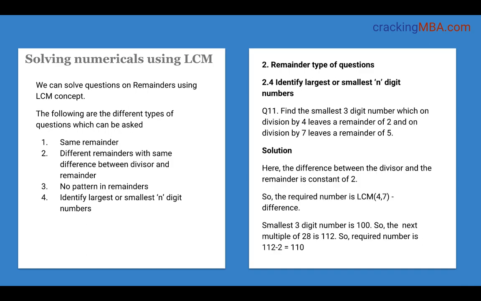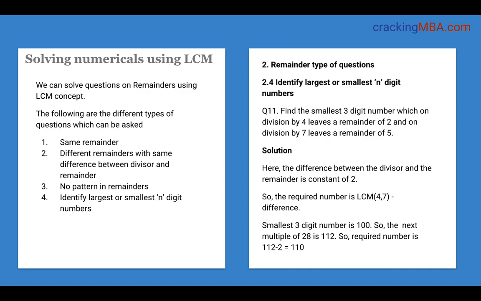Next is find the smallest 3-digit number which on division by 4 leaves a remainder of 2 and on division by 7 leaves a remainder of 5. This is the second type of question where the difference between the divisor and remainder is constant, which is 2. 4 minus 2 is 2 and 7 minus 5 is 2. So we can identify the smallest number as the LCM of 7 and 4, which is 28, minus 2, which is 26. But we are looking at the smallest 3-digit number.